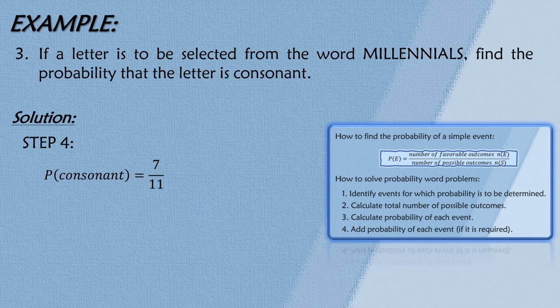Okay, so for step 4, add probability of each event if it is required. So, since ang hinahanap lang natin ay isang letter which is consonant, hindi na natin kaya pang i-lowest term or hanapin ang LCD ng 7 at 11 dahil wala silang common factor, therefore, that is the final answer which is 7 over 11.